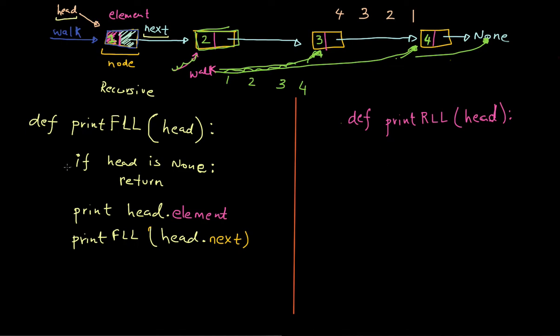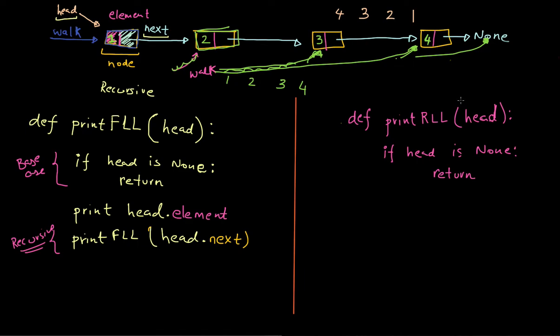Remember, in an earlier solution, this piece over here was my base case, and this piece over here was my recursive case. So what is my base case going to be? My base case is the same thing: if the head is none. What does it mean that head is none? It means that I have an empty linked list. If I have an empty linked list, there's nothing to print, so I'm just going to return.